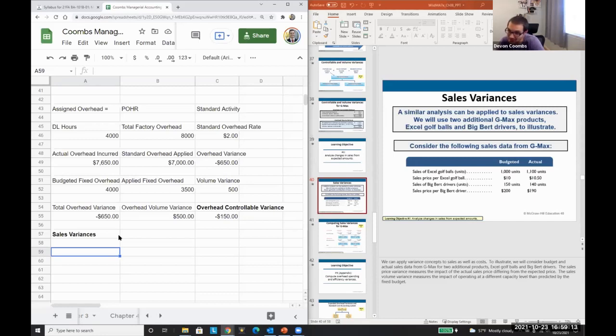So we could sell too much. We could sell more than we expect, or we could sell it for a higher price. Hopefully pretty straightforward. So that's what we're saying here. We have some golf balls and golf clubs and our expected price versus our actual price. So I'll just do it for golf balls. Units. So budgeted units.